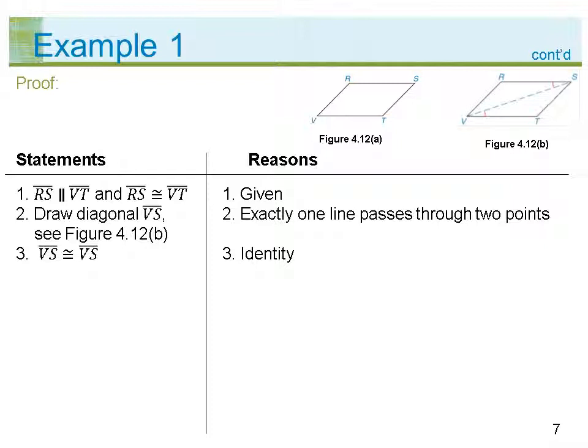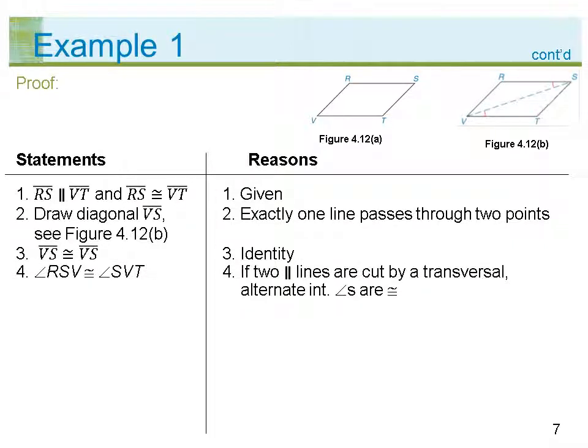Statement 3. Segment VS is congruent to segment VS. Reason 3. Identity. Statement 4. Angle RSV is congruent to angle SVT. Reason 4. If two parallel lines are cut by a transversal, alternate interior angles are congruent. Statement 5. Triangle RSV is congruent to triangle TVS. Reason 5. Side angle side.